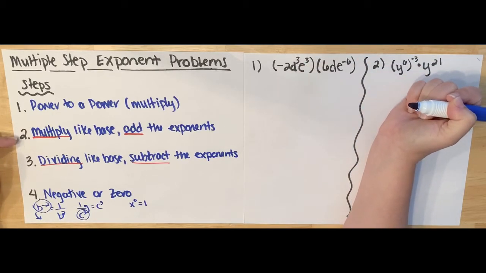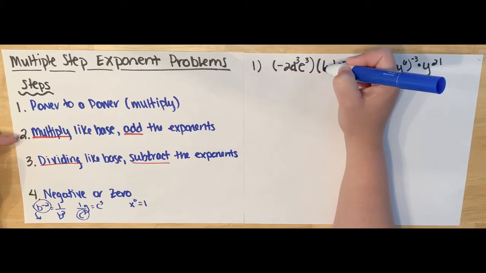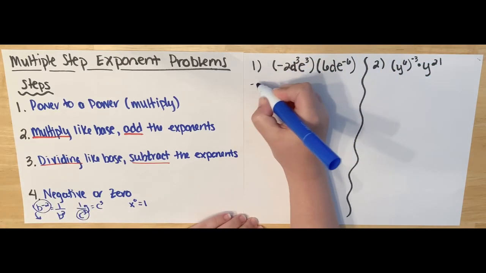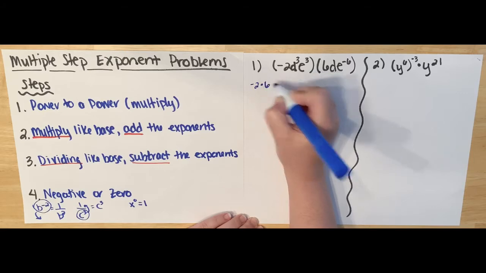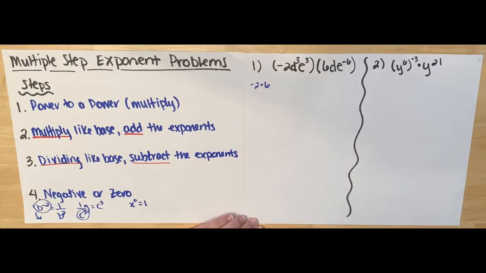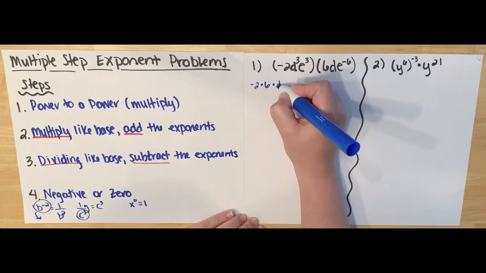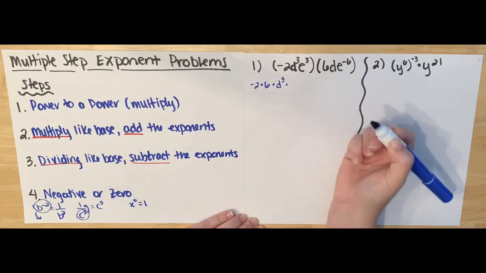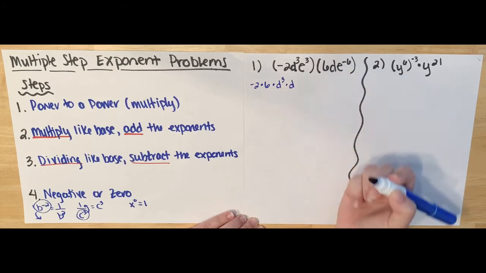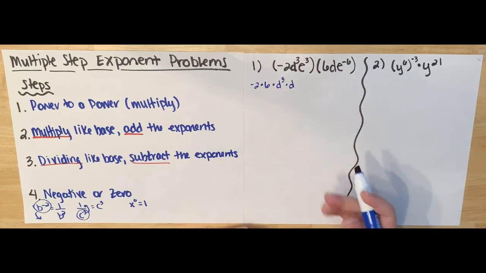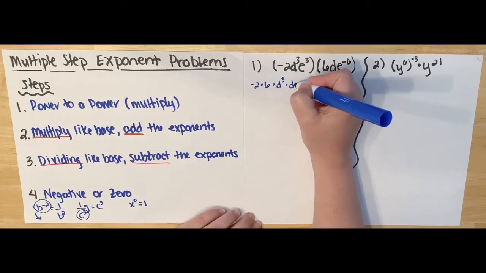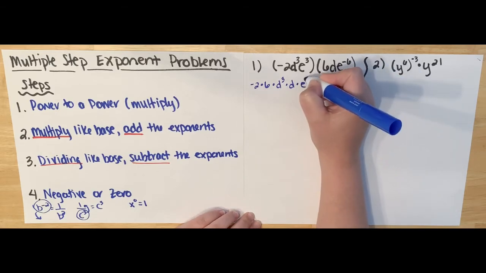So that's my first thing I'm going to do, is get all the like bases together. Now negative 2 and 6 aren't like bases, but they are just regular old numbers that we've always learned we can multiply together. Next we have the d's. I'm going to get them together, and once you get used to this, you don't have to always rearrange them, but since multiplication is commutative, that can help me. And then I'm going to put the e's next to each other.